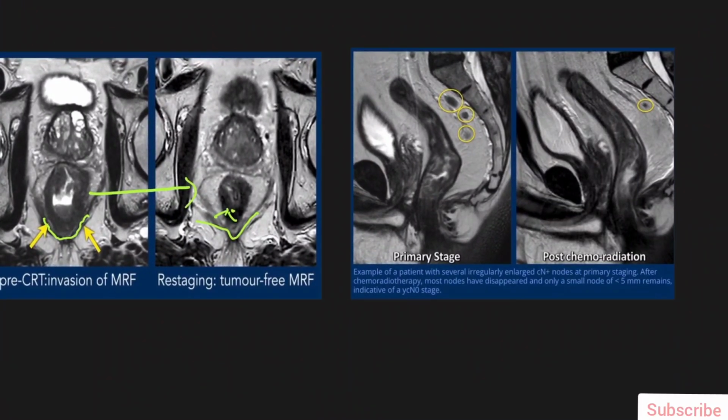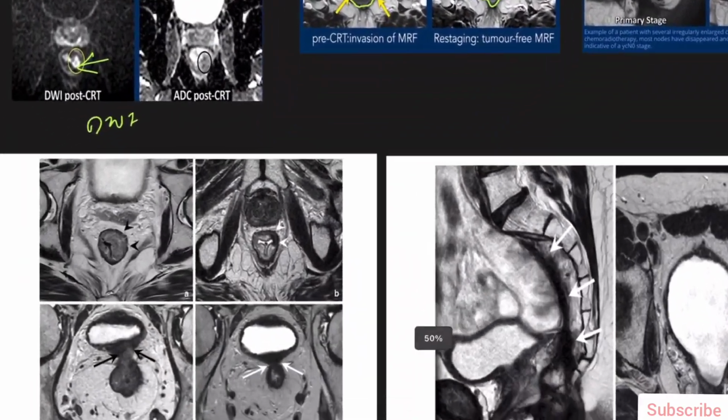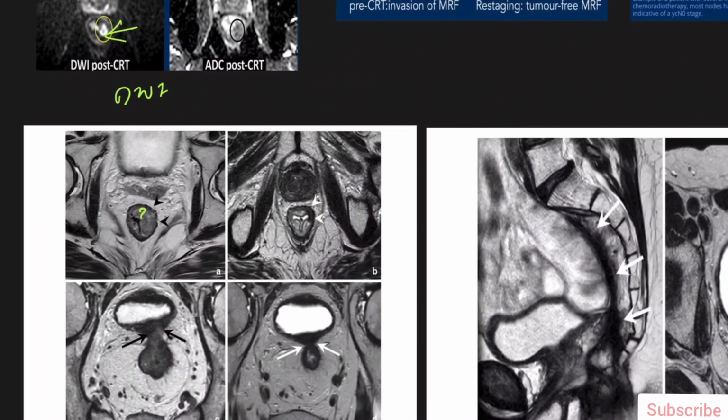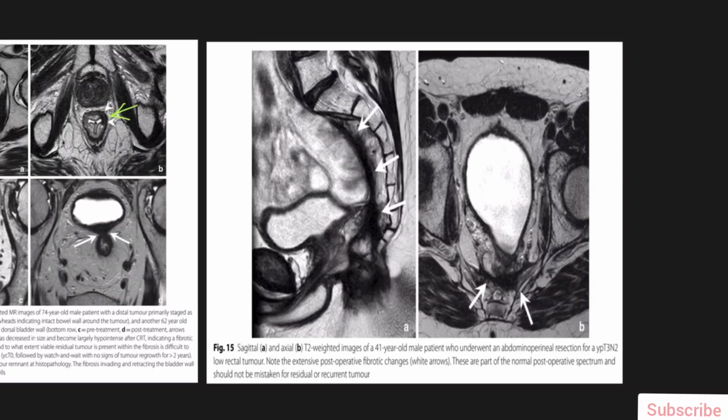Here are multiple lymph nodes in the pre-sacral region, and after chemoradiation the lymph nodes have significantly disappeared. For example, in this case also there is this T2 intermediate signal lesion, but after chemoradiotherapy fibrosis has happened, and we have to look at the diffusion for any residual tumor or not. In this case also the patient has undergone abdominoperineal resection, and there is intense fibrosis you can see here.